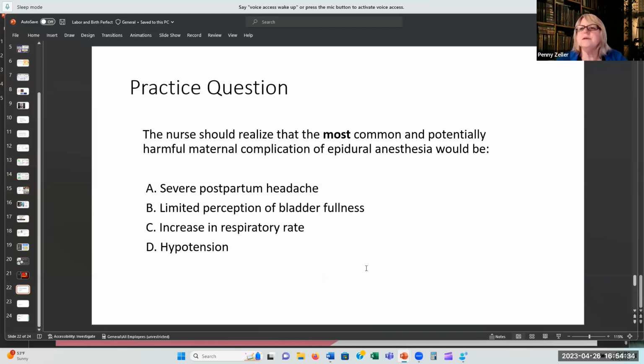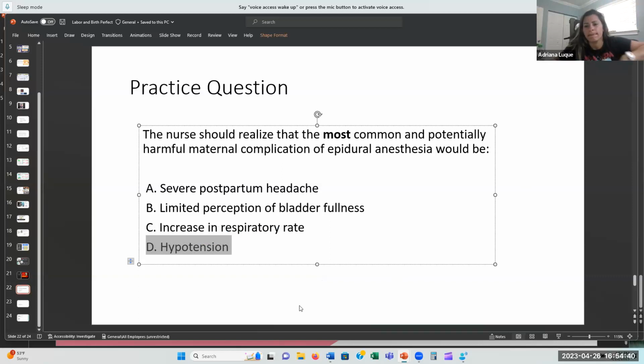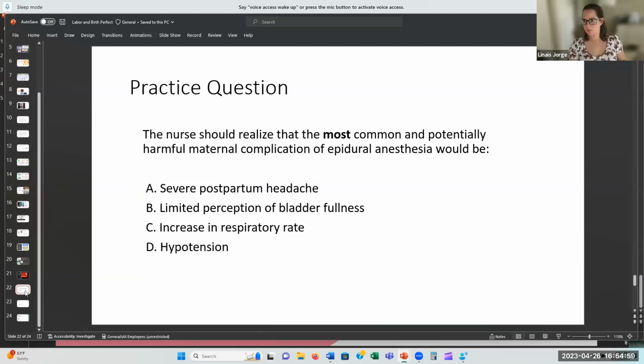What do you think the answer is? Hypertension? In a question like this, if you really don't know the answer, the worst case scenario is going to be about hypotension. Do we know why? Yes, we know why. Epidural medications cause pooling of blood, which causes the blood pressure to drop.